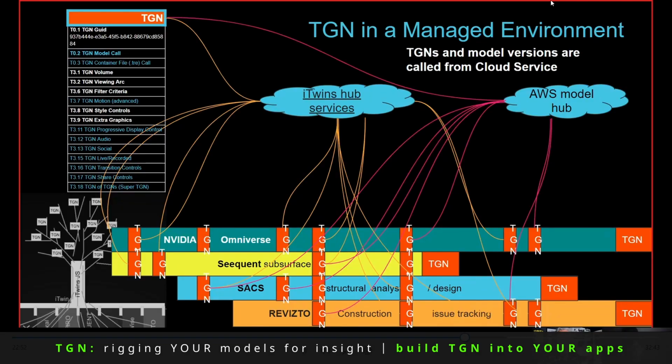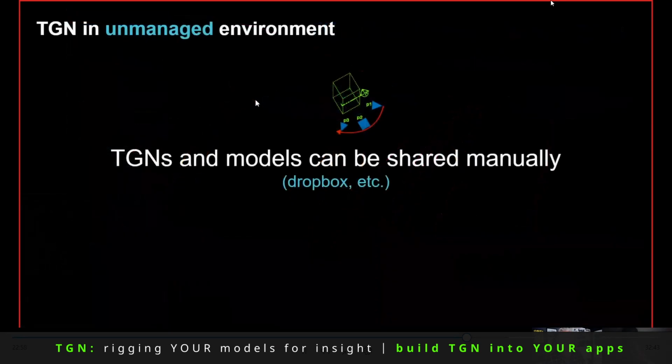And then if you want to do it the old school way, where you just don't have the budget for any of the managed environment, you can just share your TGNs that sit in your TRE file. You can just put the file on Dropbox along with your models, and call the guy or something. Which is also kind of the model for archiving at some point at the end.